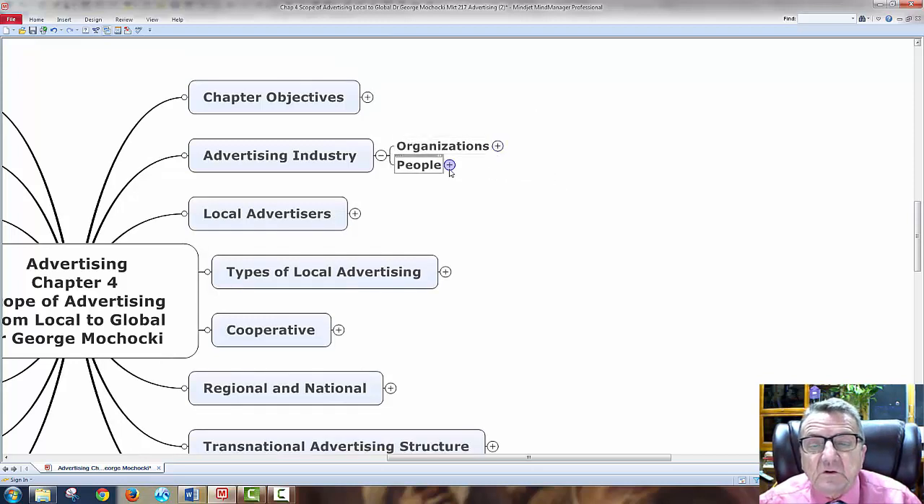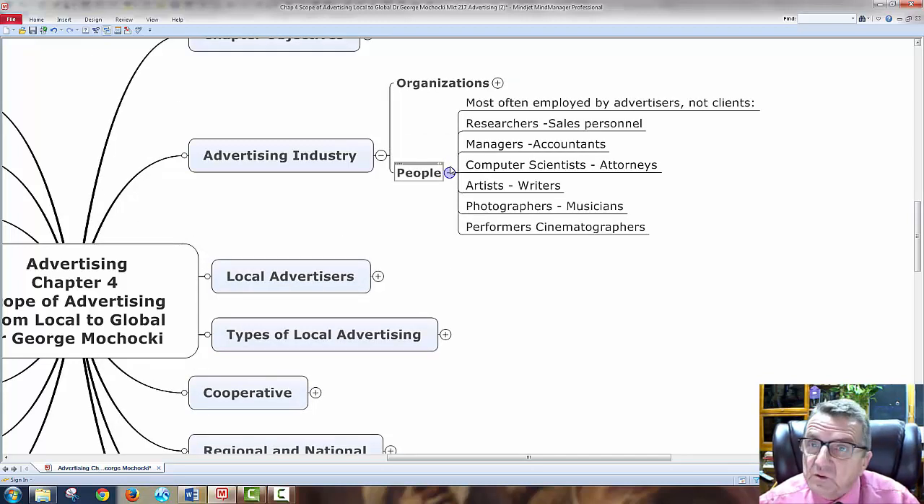Now, for those of you who are looking at advertising as a career option, most often employed by advertisers, not clients. So if I'm looking at clients, small businesses may bring someone else who has advertising experience, but he or she is limited to the exposure they have. They don't have the resources or the creativity. Not saying that they're not creative, there's only one individual.